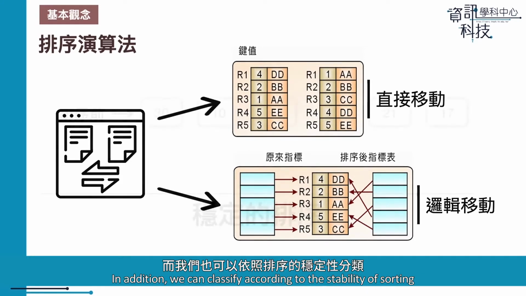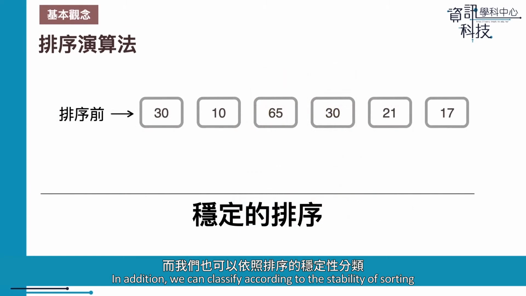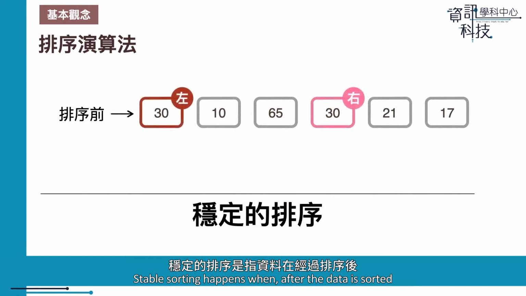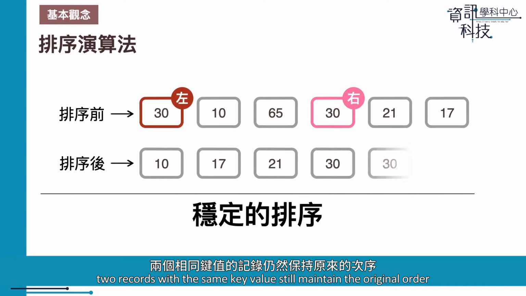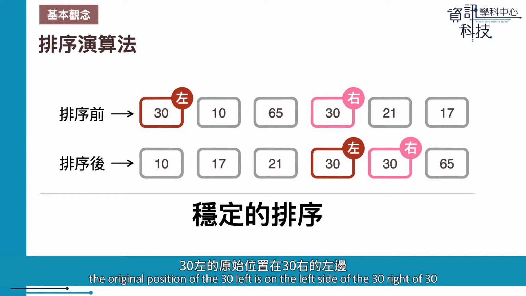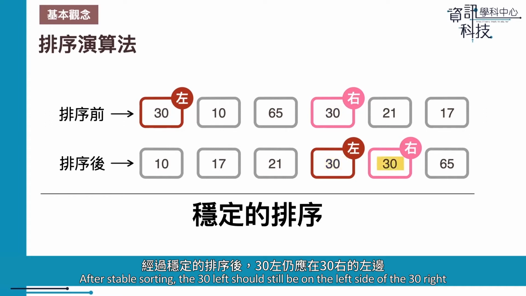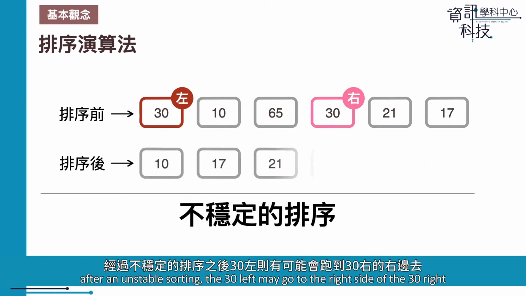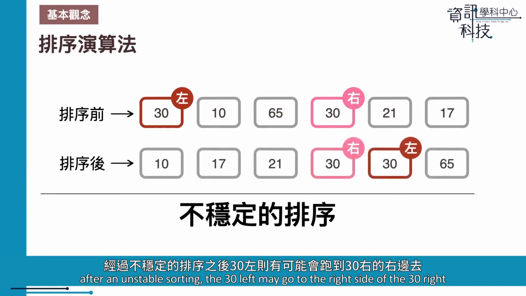In addition, we can classify according to the stability of sorting. Stable sorting happens when, after the data is sorted, two records with the same key value still maintain the original order. Such as in this example, the original position of the 30 left is on the left side of the 30 right. After stable sorting, the 30 left should still be on the left side of the 30 right. On the contrary, after an unstable sorting, the 30 left may go to the right side of the 30 right.